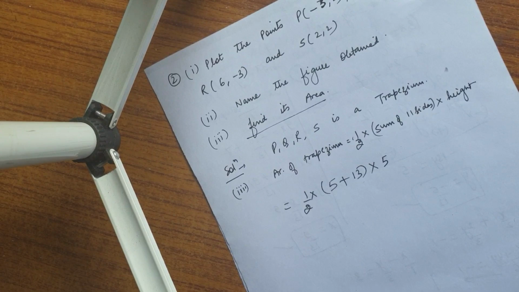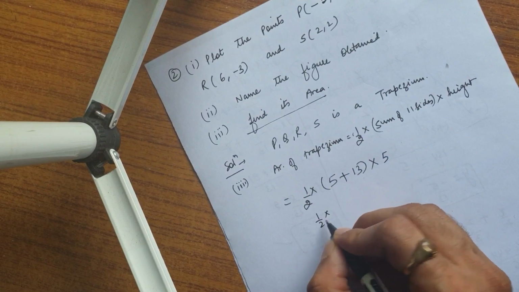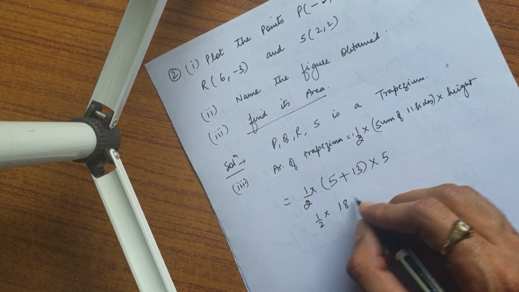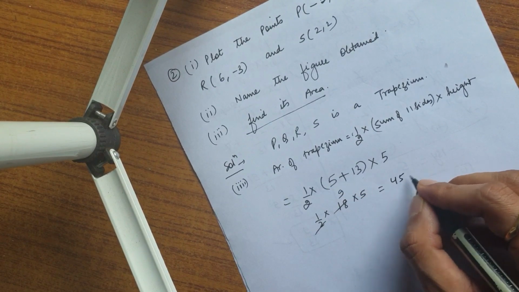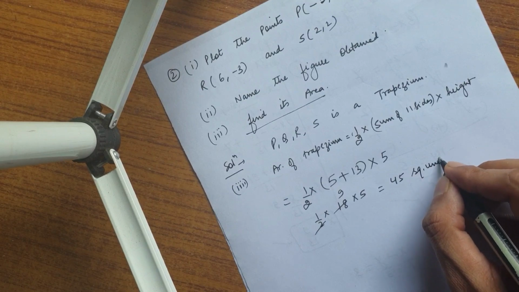Okay, so half into 18, 13 plus 5 is 18, into 5, that goes 9 times 5, 45 square units.